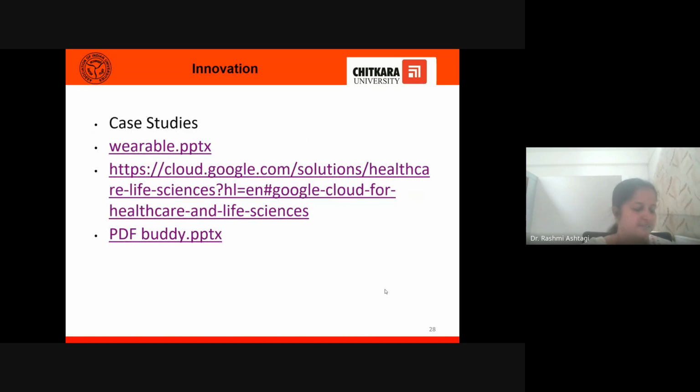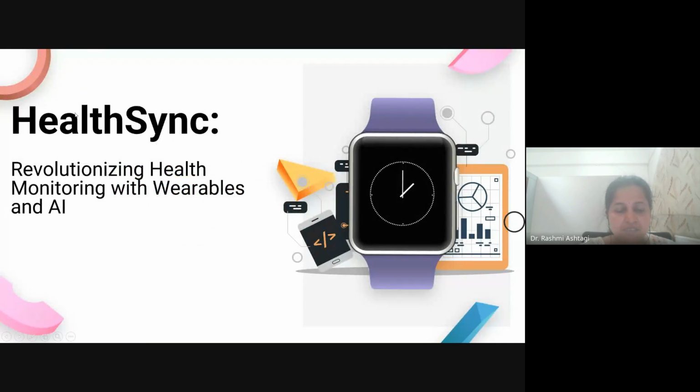So I have some case studies. I hope I have a few more minutes, or if you don't mind, I can take more time. These are some of the case studies. Wearable means the smartwatch. Already we have smartwatches now. These tell us how much you have walked today, what exercise you have done, how many calories are burned, what your pulse rate is, many things. So these are monitoring.